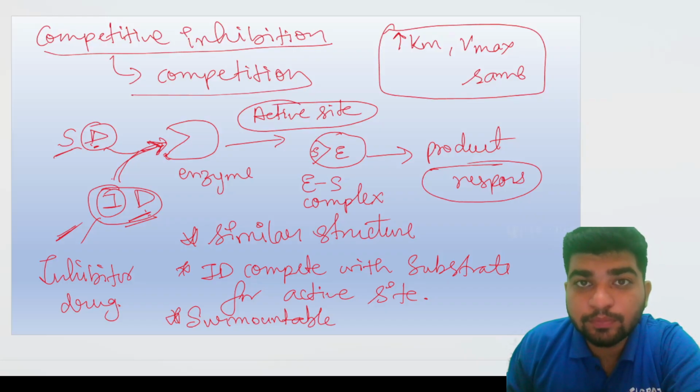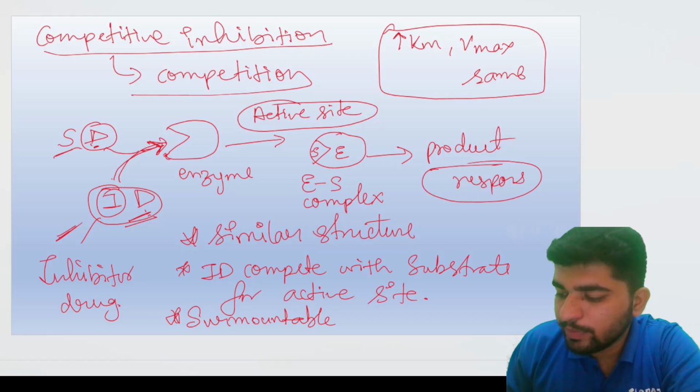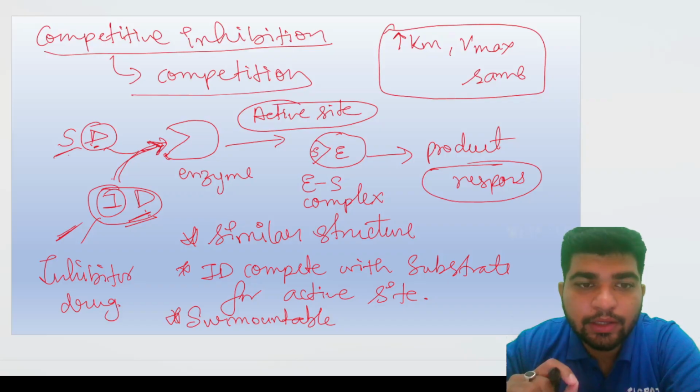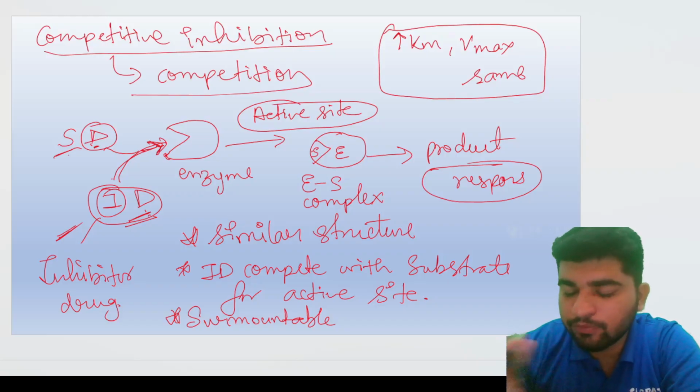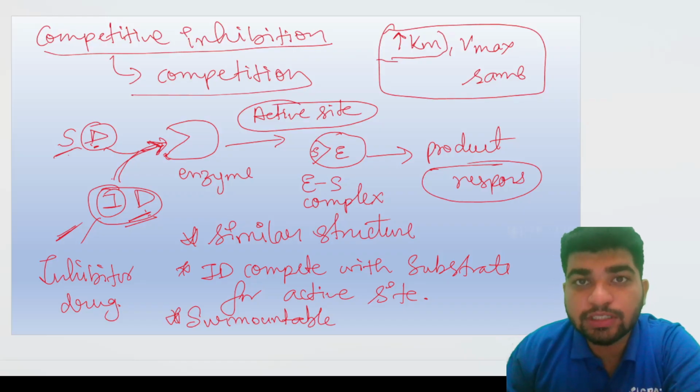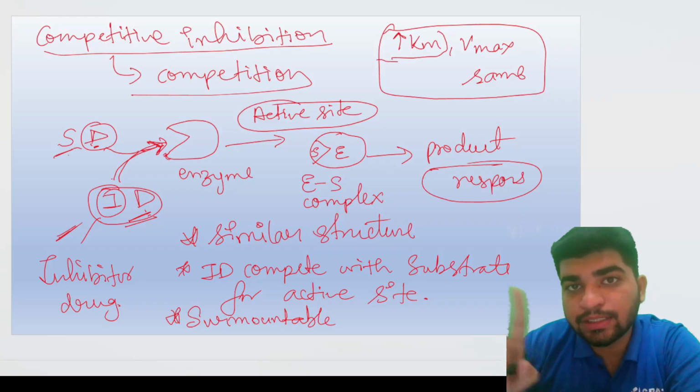So the affinity of substrate would be decreased, since I have told you that affinity of the substrate is inversely proportional to the Km. So Km would be what? Km would be increased. All right. So there is another relationship between affinity and the Km.